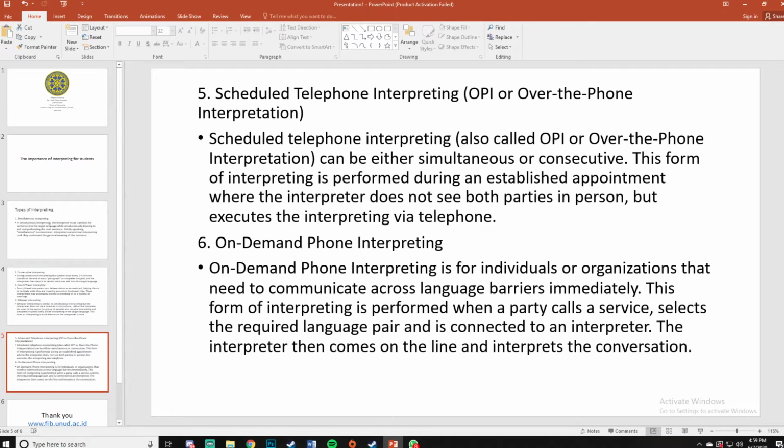Number 5 is scheduled telephone interpreting, also known as OPI or over-the-phone interpretation, which can be either simultaneous or consecutive. This form of interpreting is performed during an established appointment where the interpreter does not see both parties in person but executes the interpreting via the telephone.